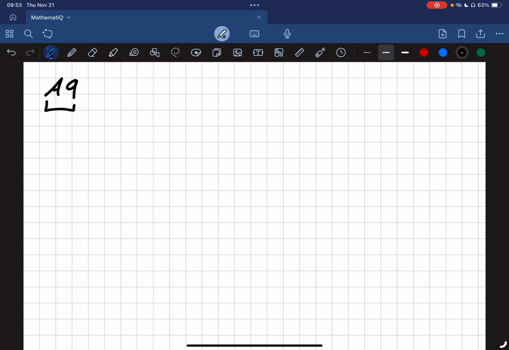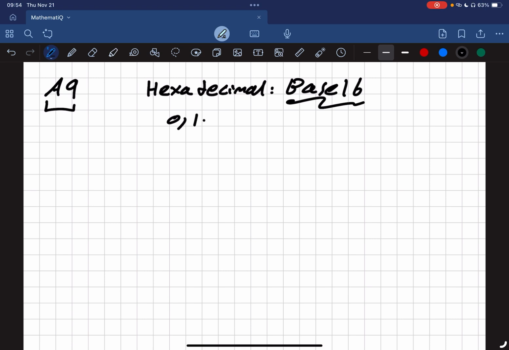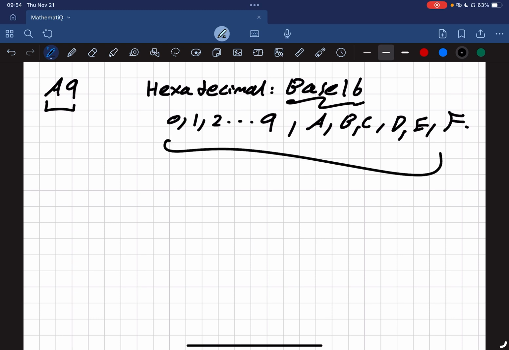But before we do that, let me just explain that hexadecimal is a base 16 number. So you have digits from 0 to 9, and then you have A, B, C, D, E, and F. So you have 16 digits that you're using. You have 16 ways of representing data.